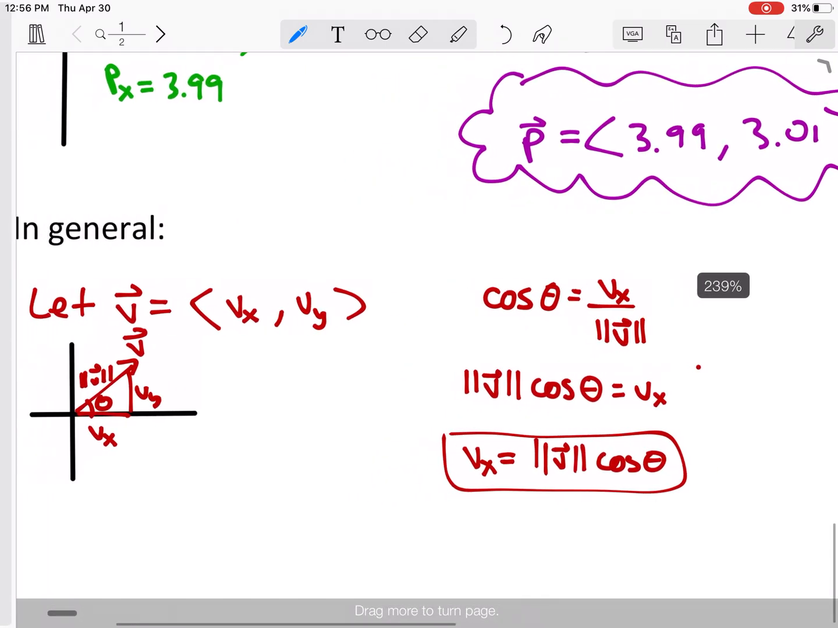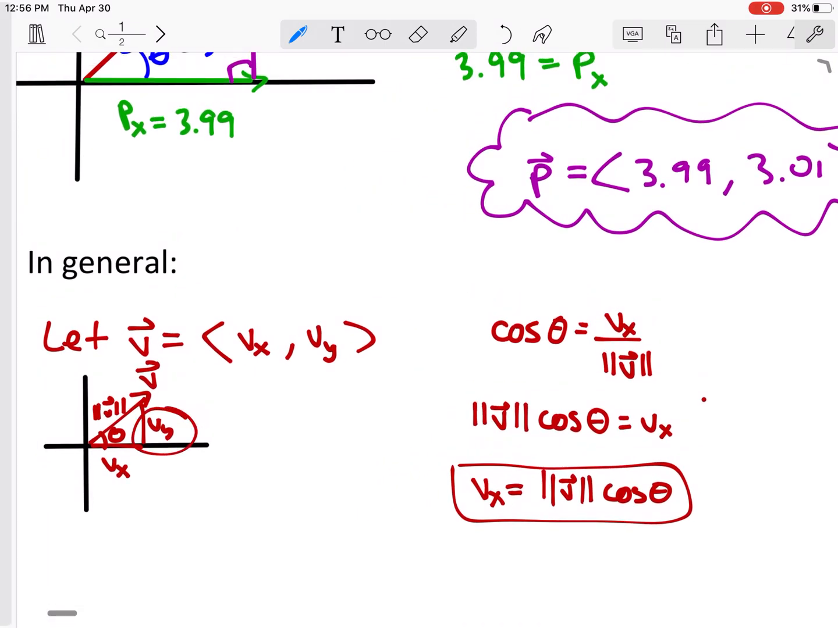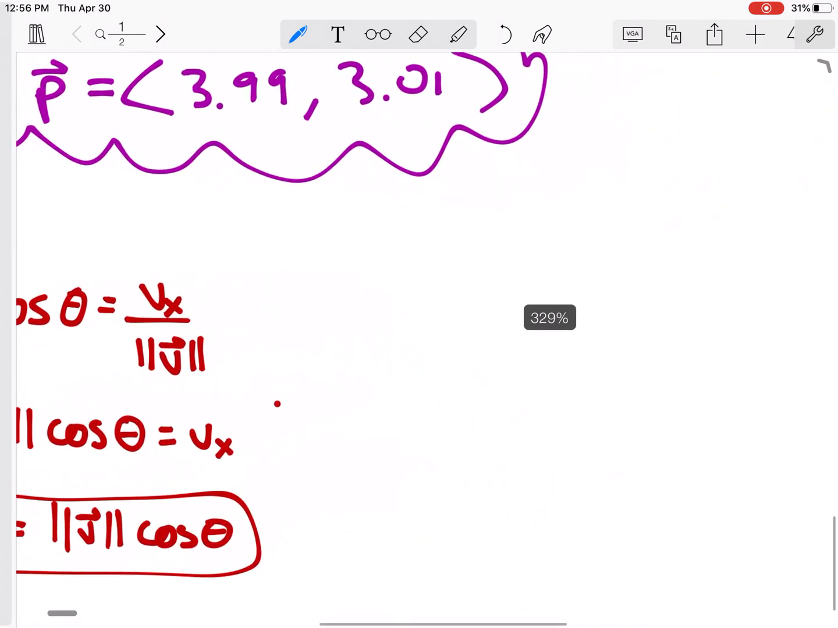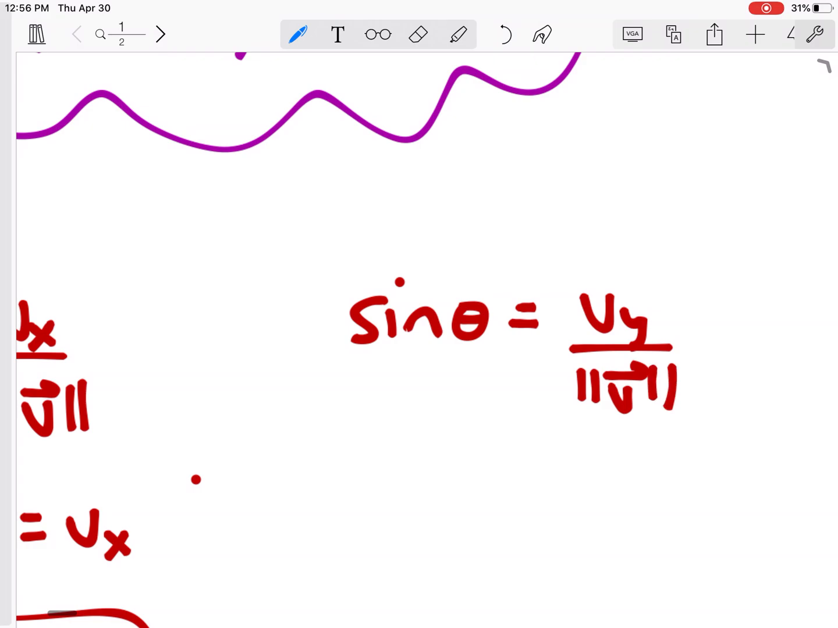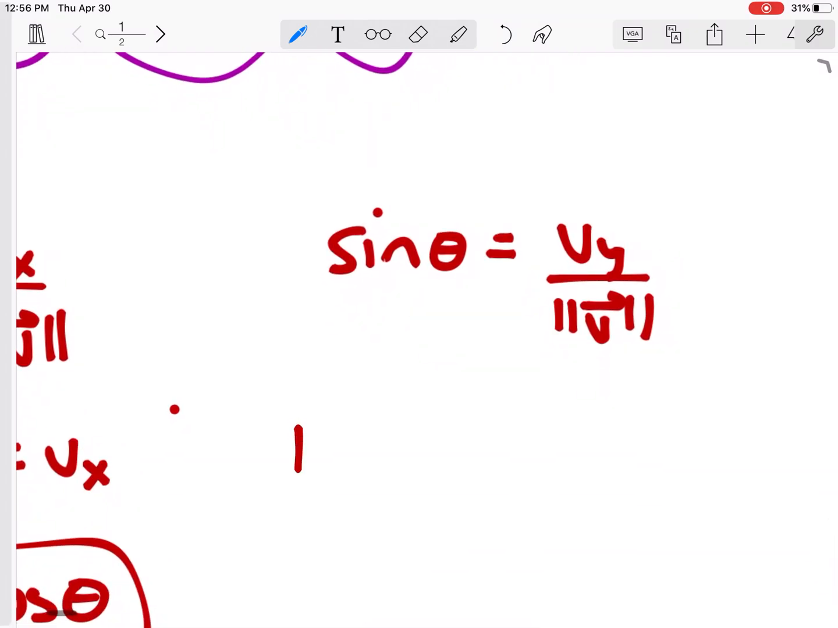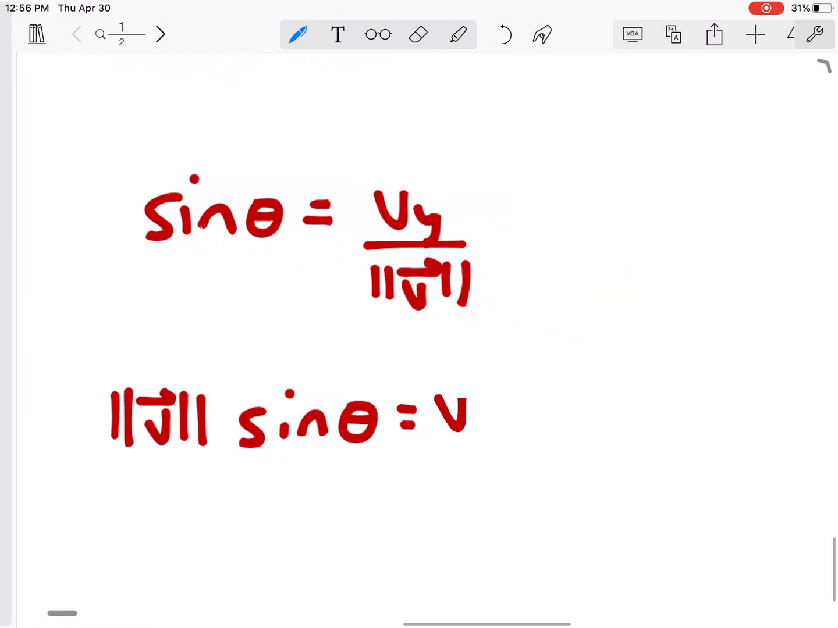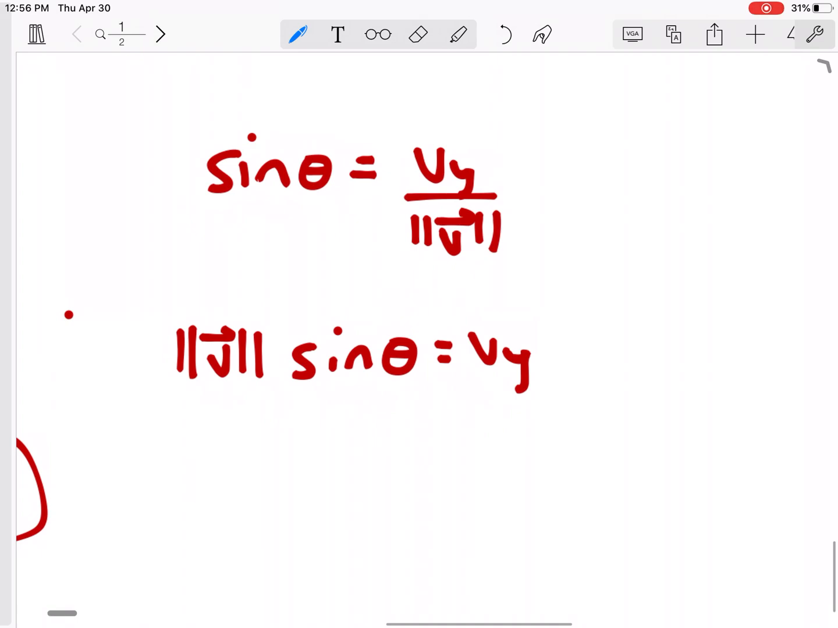Same exact thing for our vertical component, except this time we're looking at opposite over hypotenuse, so we'll use sine. Sine of theta is equal to v sub y over our magnitude of the vector v. Multiply both sides by the magnitude of v. And I'll flip it around.